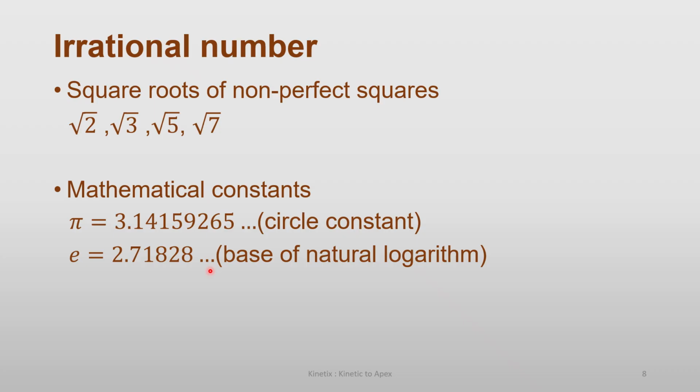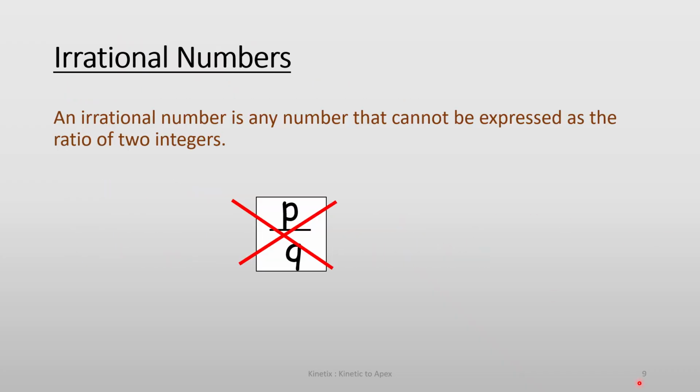Like we have discussed, root 2, root 3, root 5, root 7 are the non-perfect squares, and the mathematical constants, these values are irrational numbers. Hence, we can say the number that cannot be expressed as the ratio of two integers, that is, that cannot be presented in the form of p by q, we'll call it an irrational number.